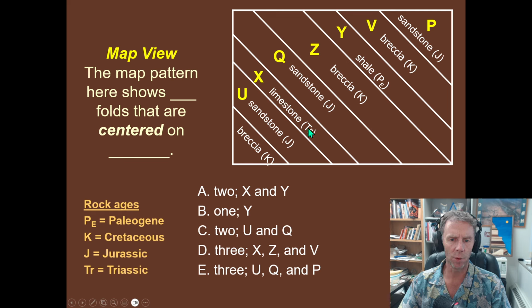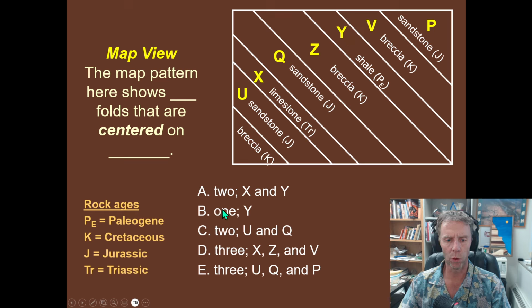Do I have another fold? Let's see. Let's keep moving across the landscape. I go from the limestone to the sandstone. Rocks are getting younger. Sandstone to the breccia. Rocks are getting younger. Breccia to the shale. Rocks are getting younger. Shale to the breccia. Rocks are getting older. So again, I'm repeating that breccia unit around the shale. So my second fold axis is located right here on this Paleogene shale, or letter Y.